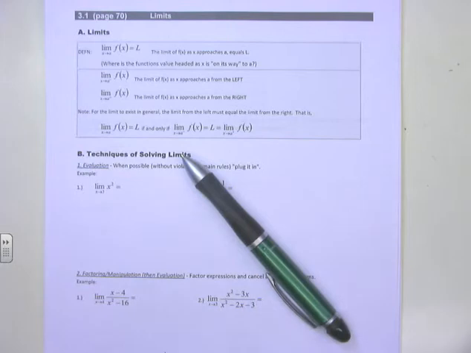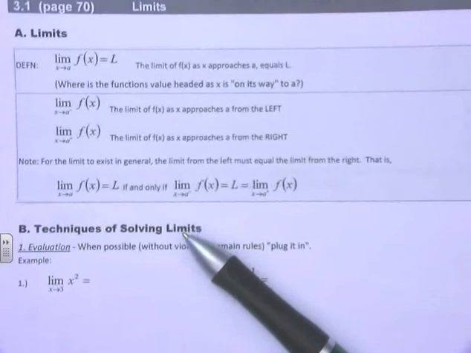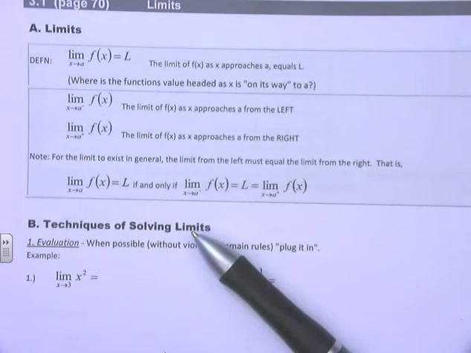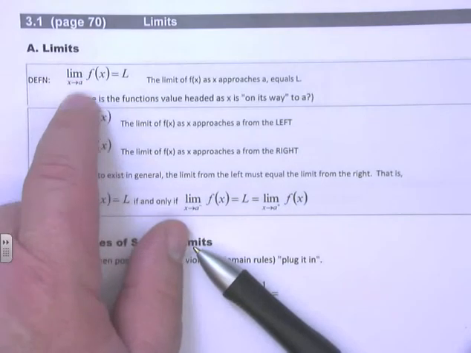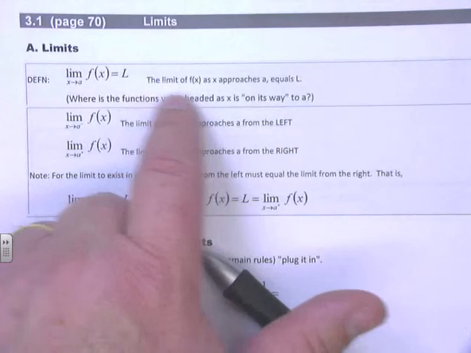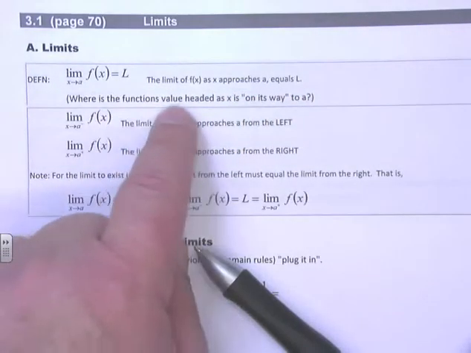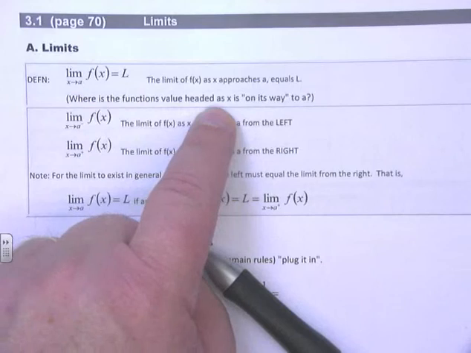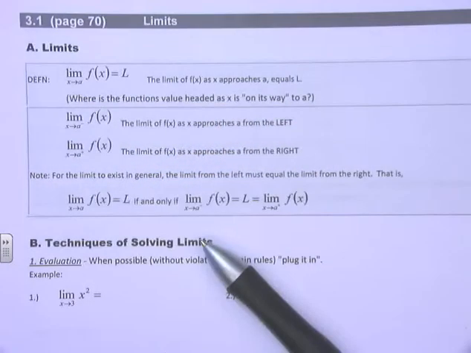Section 3.1, the concept of limits. First off, let's go through the definition. So let me blow this up here. Definition: the limit as x approaches a, and this is how you read it, lim for limit. Limit as x approaches a of f of x equals L. And I wrote it out for you: the limit as x approaches a equals L, where f is the function valued headed as x is on its way to a. Now, I'm trying to do this concept from an English perspective, but here's the real deal.